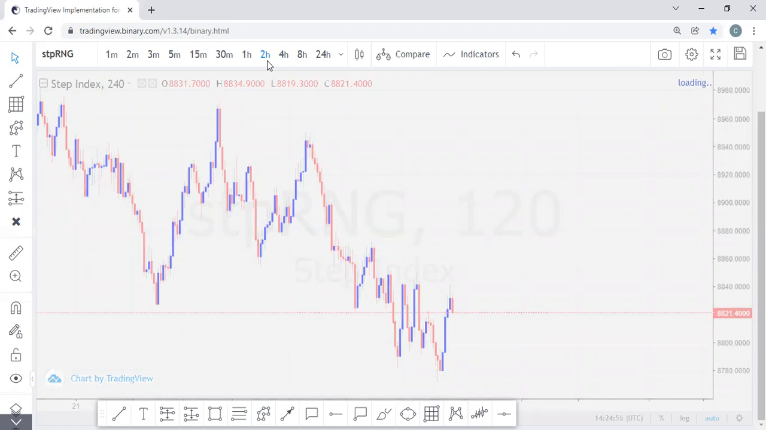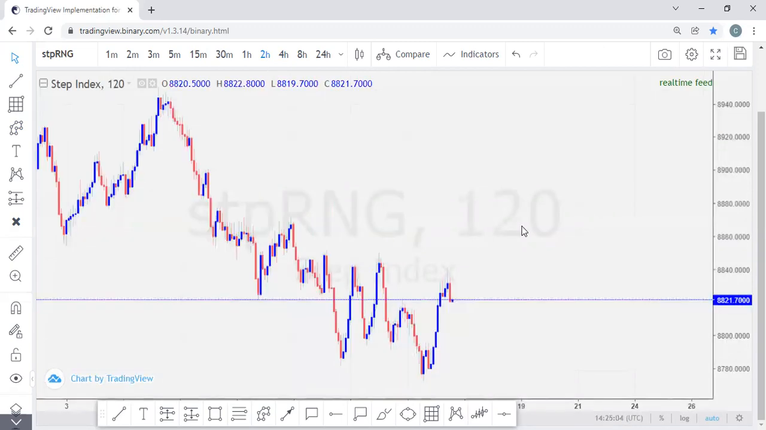For now, I'm not seeing anything. Let us just check the 2 hour and see if we can find something of interest. All right, this is the 2 hour time frame. Wow. Okay. Lower high, lower low, lower high, lower low. All right, nothing concrete yet.